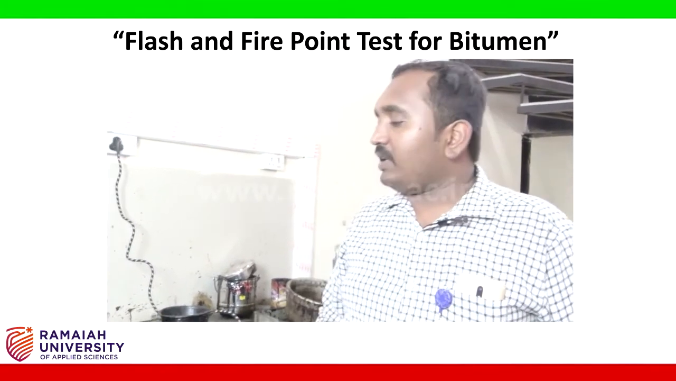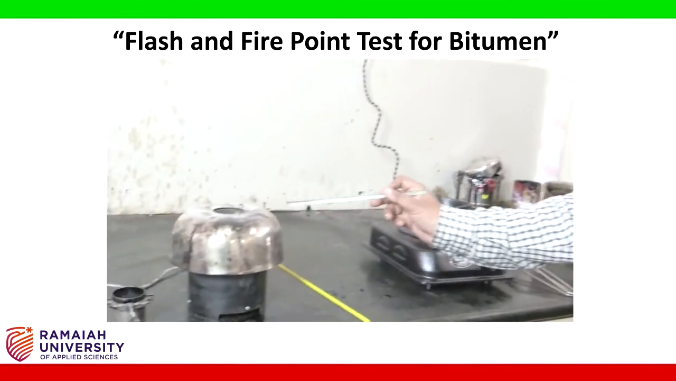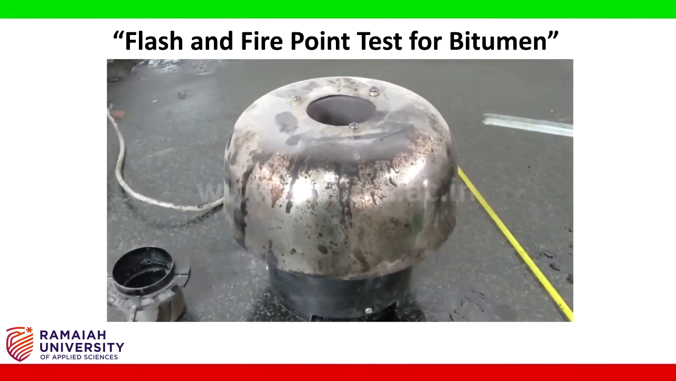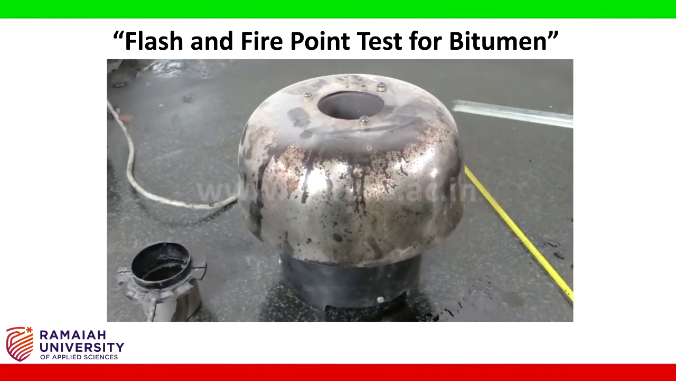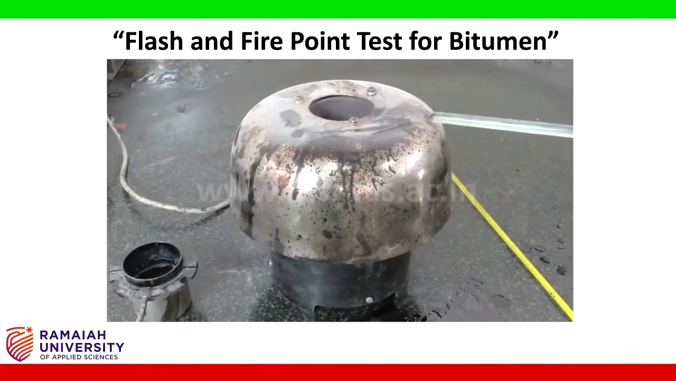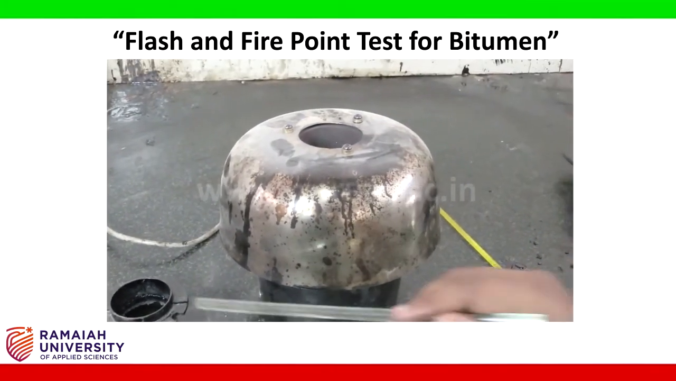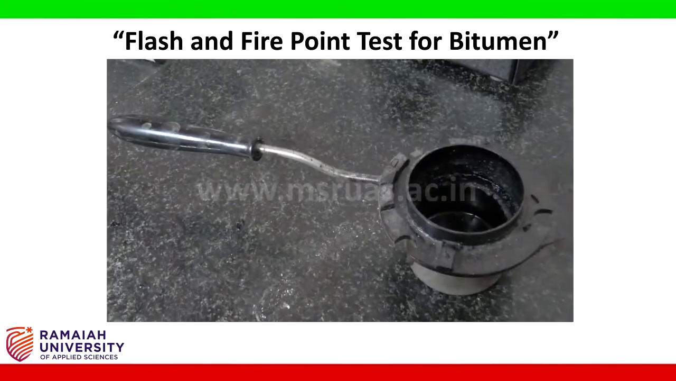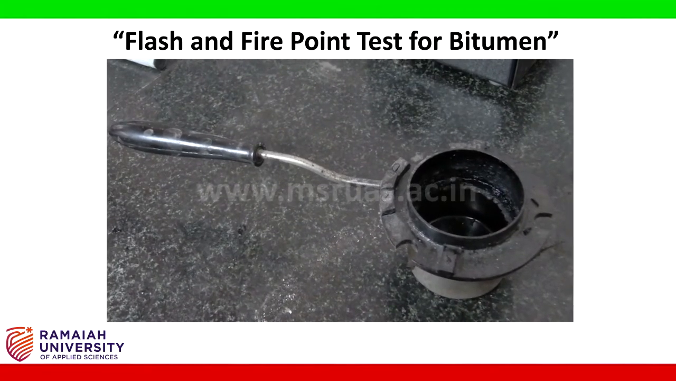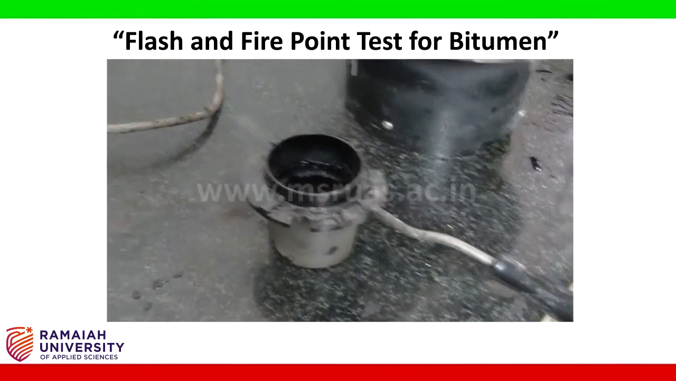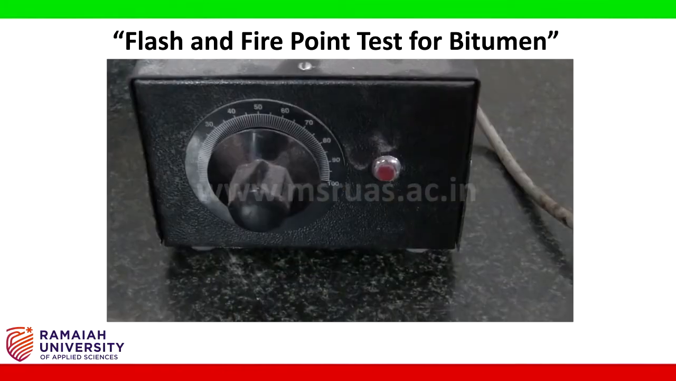So let us go on to the apparatus required. The first apparatus required is the Penske-Martin open cup apparatus. As I told you, there are two types. Here we are using a Penske-Martin open cup apparatus. Let me go on with the components of it. It's a heating chamber. It's open. There's a handle. There's a cup for pouring your bitumen. There is a temperature controller.